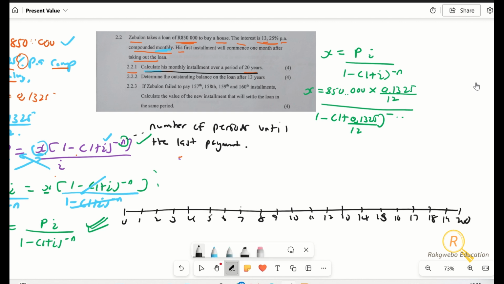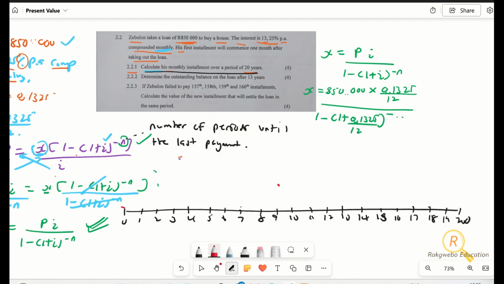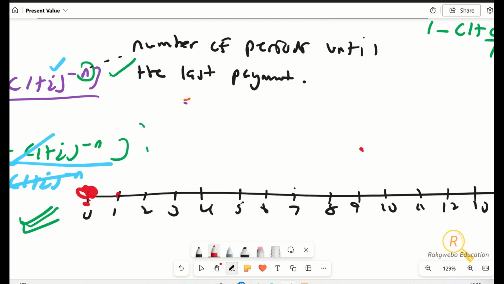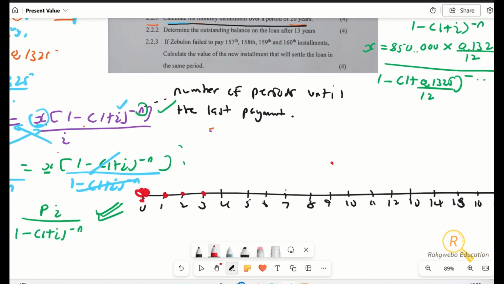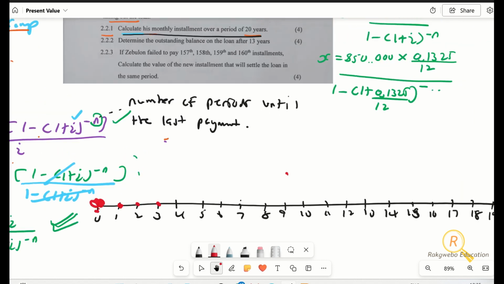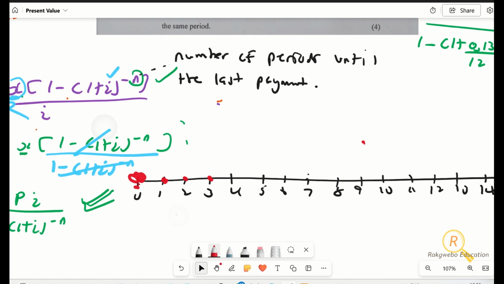So this person took out a loan of 850,000 rands here at the beginning, and now they pay the loan for 20 years. Remember that this is the beginning, and then this point is after 1 year, this point is after 2 years, this point is after 3 years, and this one is after 20 years. Now they say that this guy makes monthly installments. So he pays his installment at the end of every month.